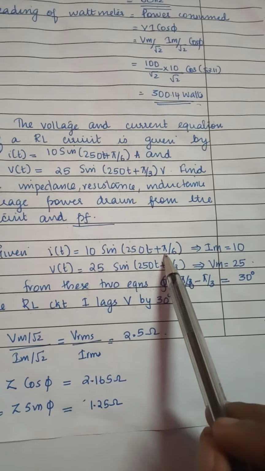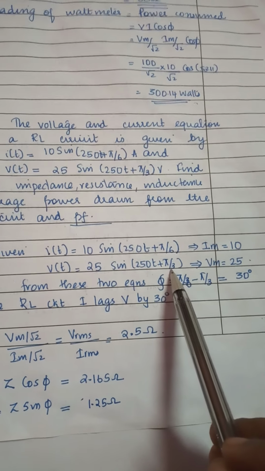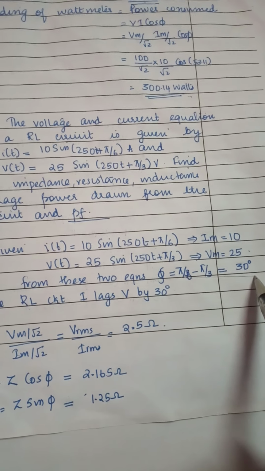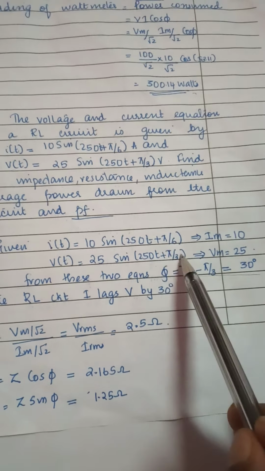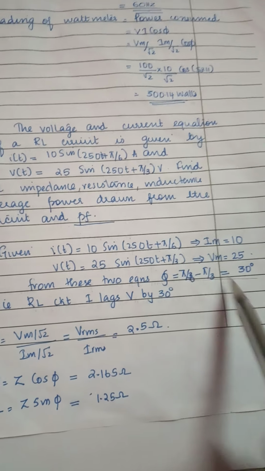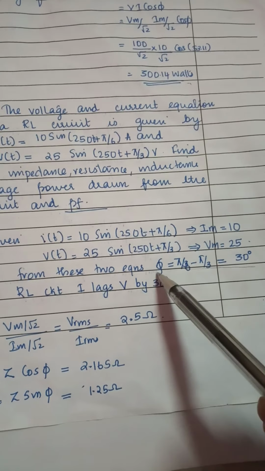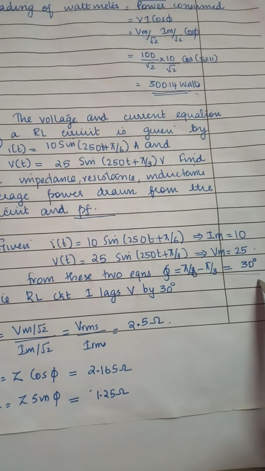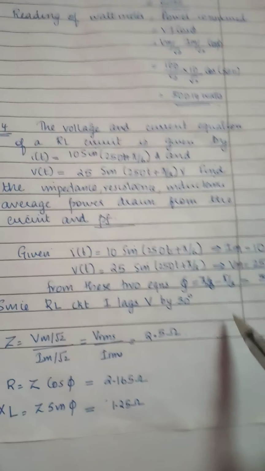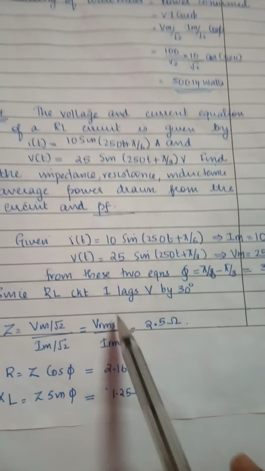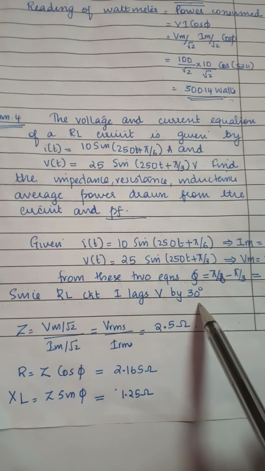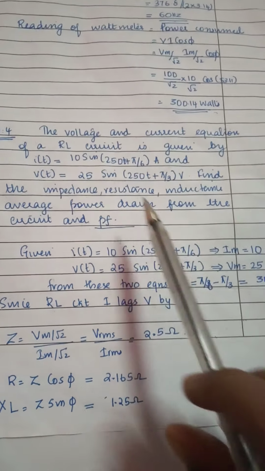What is the phase difference between these two, pi by 6 and pi by 3? What is the difference between 60 degree and 30 degree? So the phase difference is 30 degree. This is 30 degree, this is 60 degree. The difference between these two equations is 30 degree. That is phi equal to 30 degree. It is clear. Phase angle. Okay. Since it is an RL circuit, it is clear that current lags the voltage by phi. That is, current lags voltage by phi, which is 30 degree.